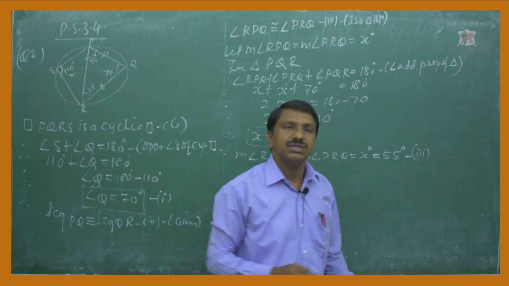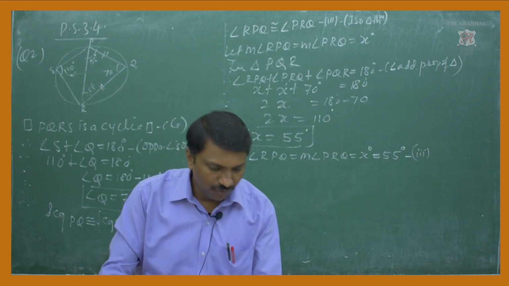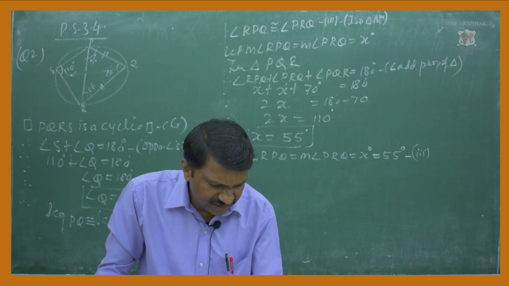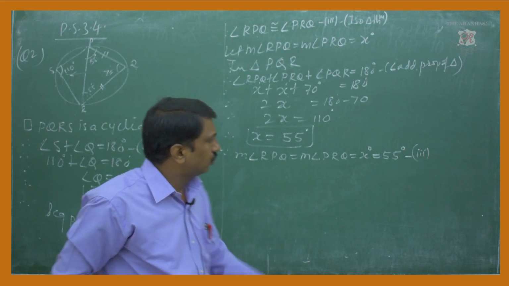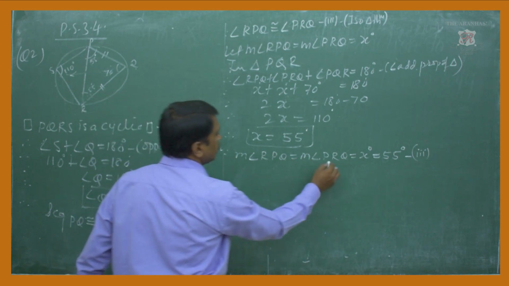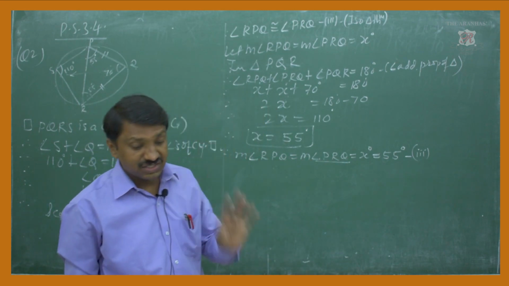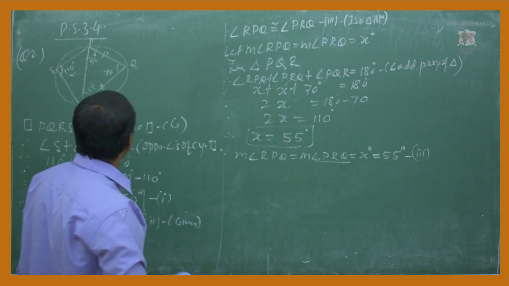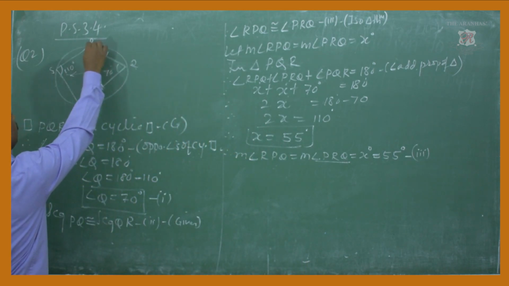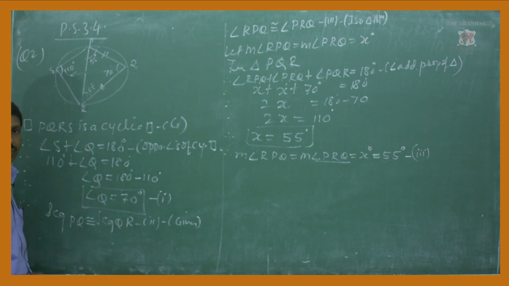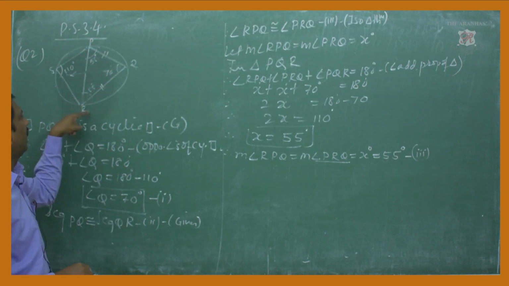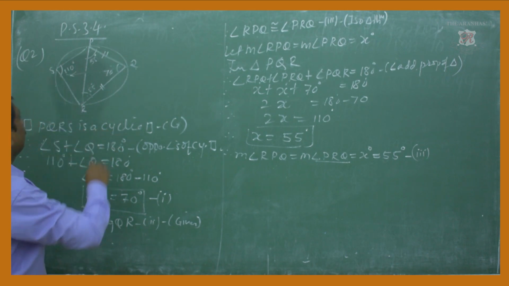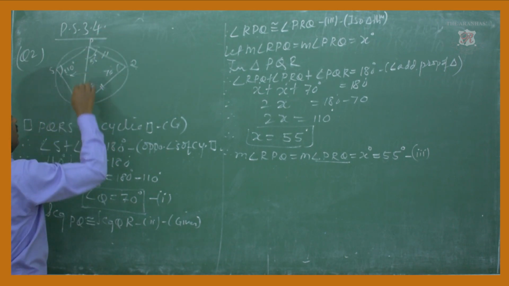After writing this, we will turn to the topic of what we have to find. They asked here, find measure of angle PRQ. So PRQ we already found here. Now the arcs topic, find measure of arc PQR first. Where is PQR? Here it is. If you want to find PQR, you can see which angle is inscribed in it, that is PRQ.